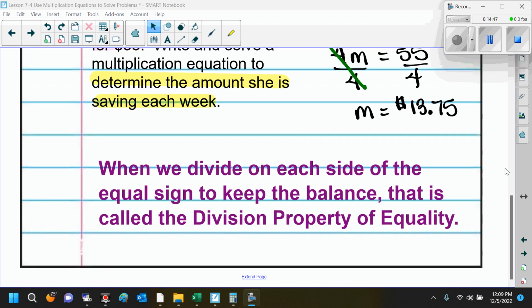So when we divide on each side of an equal sign to keep the balance, that is called the division property of equality. That's what we have been doing with each of these examples.